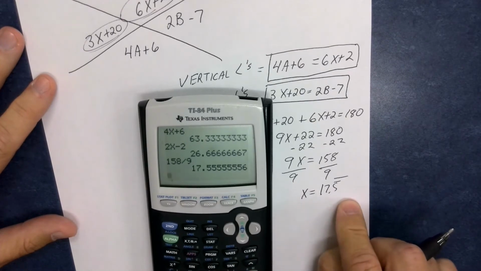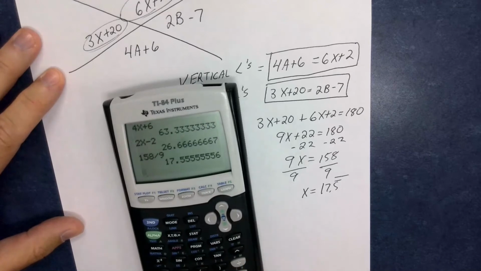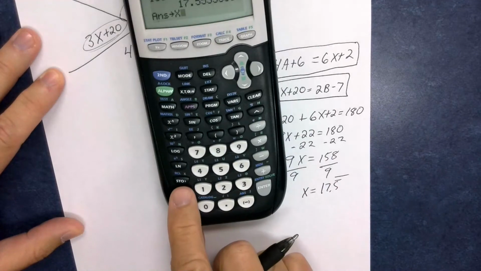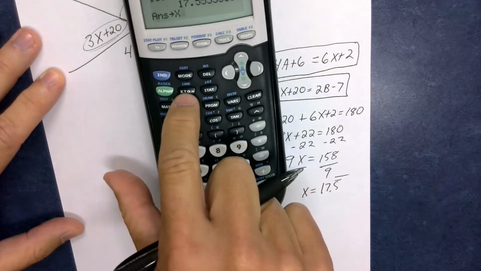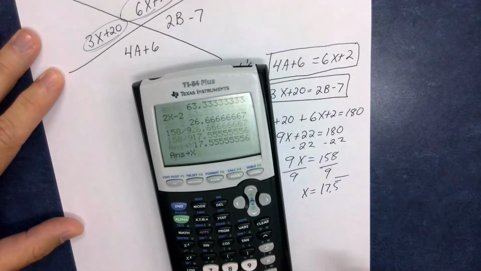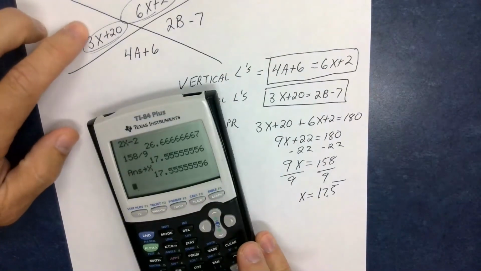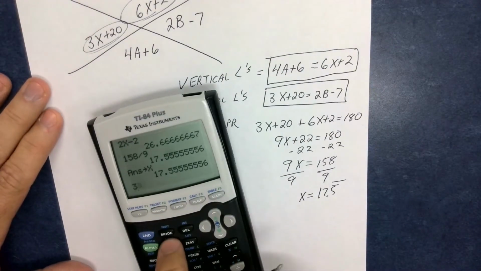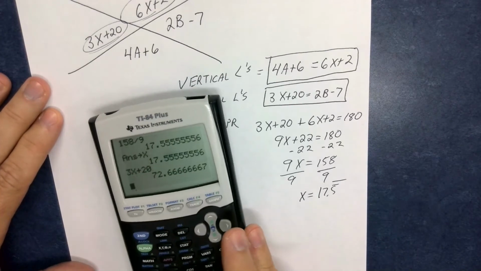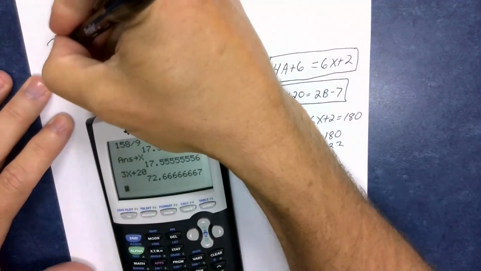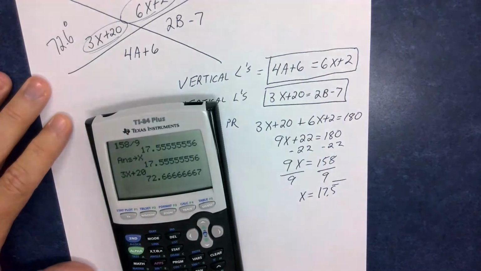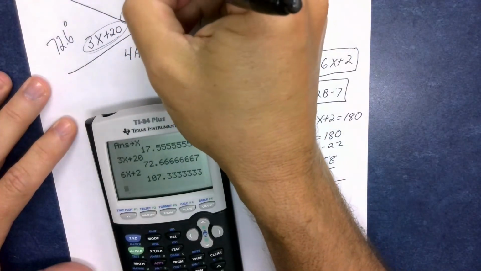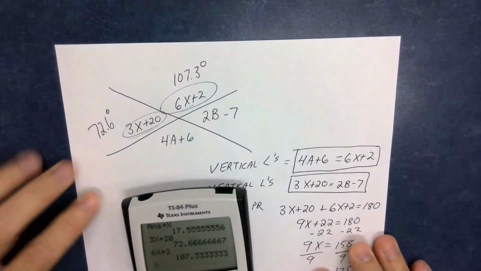Well, if that's what x is, then I could do this. I can store this in x. Remember, that's the little STO key, store, and then type x. That's the variable right there, stored in x. Hit enter. And if I want to know this expression, 3x plus 20, I can do that. 3x plus 20, and I hit enter. I know that that's 72.6 degrees repeating. Cool. If I do 6x plus 2, enter, I know that's 107.3 degrees repeating right there.